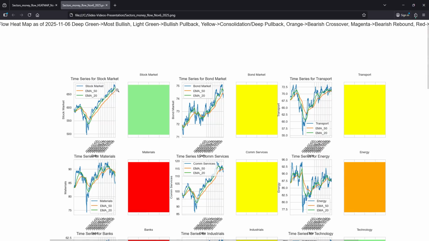In one case, it just broke through the 20 EMA, so it became light green. In the other, it broke through both these moving averages, so it got into the yellow. It is a deep pullback, but you can still see that the 20 is well above the 50, so that is considered bullish. It is in the bullish taxonomy.